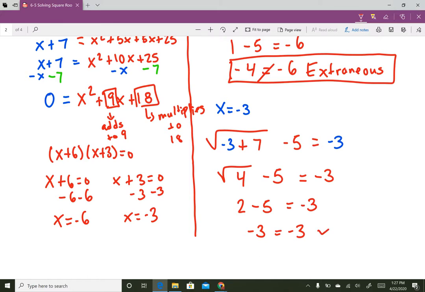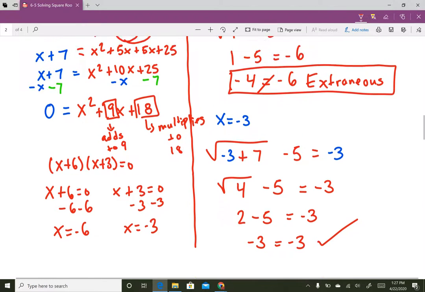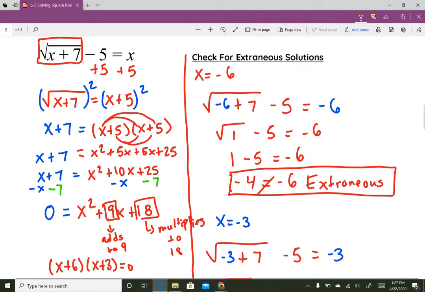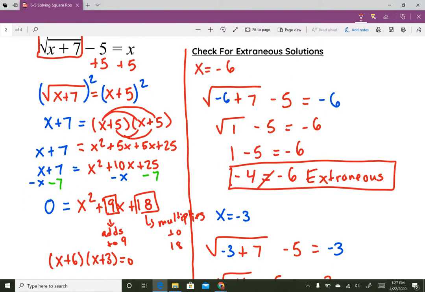So how do we answer this one? With a check mark. That tells me that you've checked it and you know it's true. So x equals negative 3 is a solution, and x equals negative 6 is extraneous. This is how we solve a square root equation and then check for extraneous solutions.